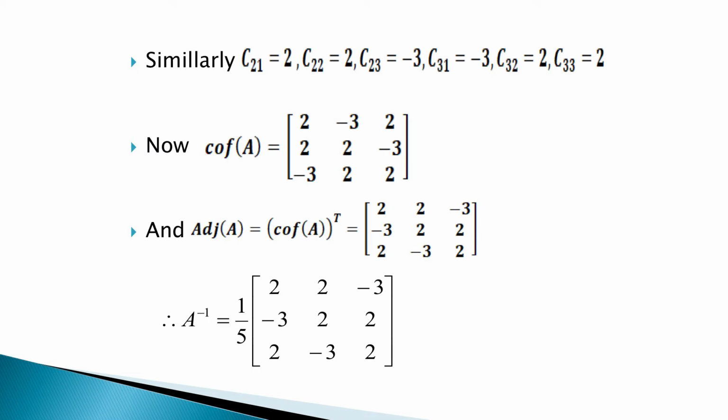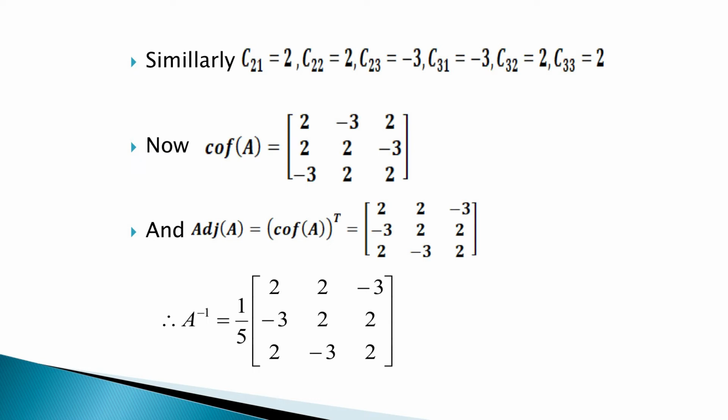Next, we have to find the adjoint matrix. The adjoint matrix is nothing but the transpose of the cofactor matrix. The cofactor matrix has elements row-wise 2 minus 3 2, 2 2 minus 3, minus 3 2 2. Interchanging rows to columns and columns to rows, we have the adjoint matrix.